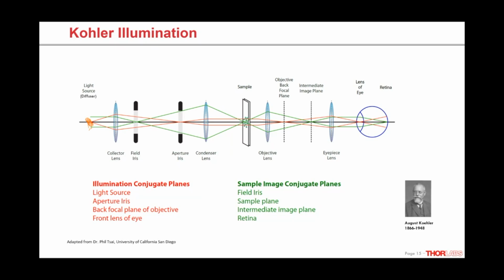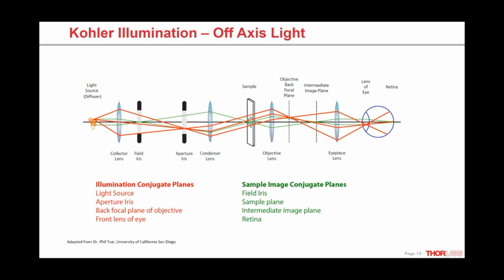Now I'd like to take you through this diagram again, but now showing you some off-axis light. This light is coming from the edge of the diffuser or the light source. You can see this light focuses through the edge of the aperture iris and is then collected by the condenser lens, and while collimated, is illuminating the sample at an angle.